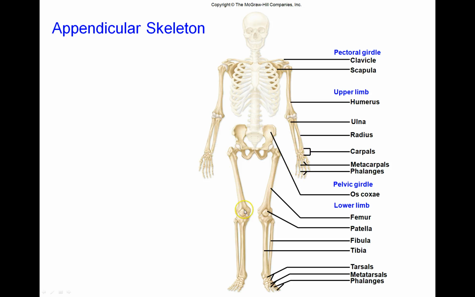Moving down to the more inferior aspects of the appendicular skeleton, we start with the pelvic girdle, which consists of the right and left os coxae. In the lower limb, we have the longest bone of the body, which is the femur, the kneecap or patella, and then in the leg we have the larger tibia, which is medial in position, and the smaller fibula, which has a lateral position. In the foot we have a number of small bones called the tarsals in the heel, the metatarsals, and the phalanges in the toes. So this completes the major bones located in the appendicular skeleton.